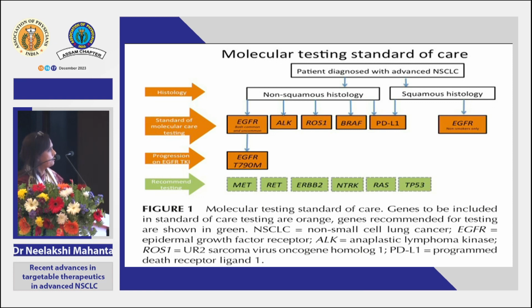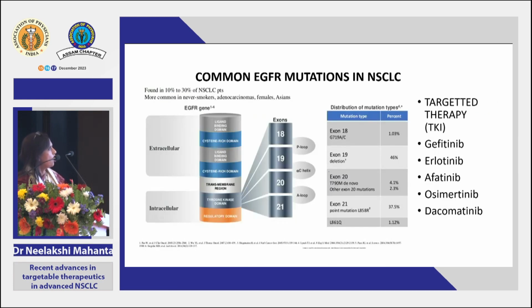So these are the standard molecular tests that we do. Even in our setup, we are doing these as a standard of care, and these are some of the preferred ones, not mandatory. The common EGFR mutations that we see are in exons 18 to 21. The most common are the exon 19 mutation and exon 21, and these are the common therapies that we give, whether it's gefitinib, erlotinib, afatinib, or osimertinib. These are all proven as standard of care, first-line preferred therapy as per the NCCN guidelines that we follow internationally.